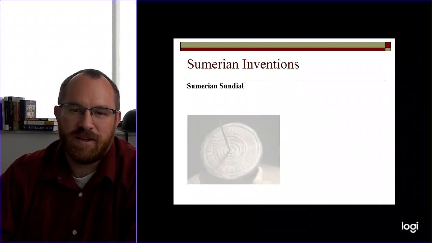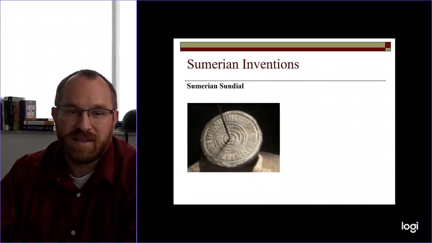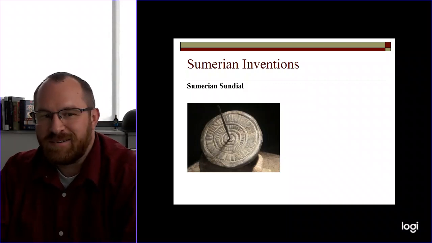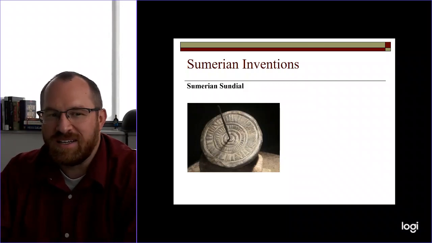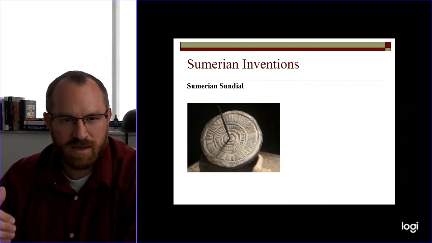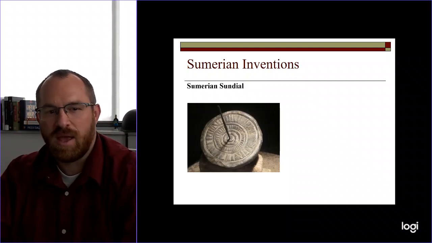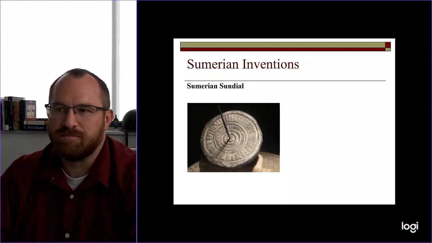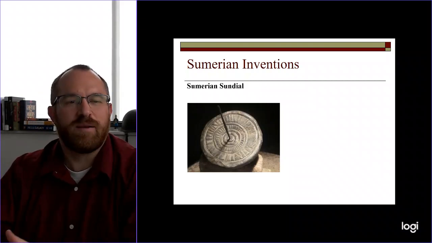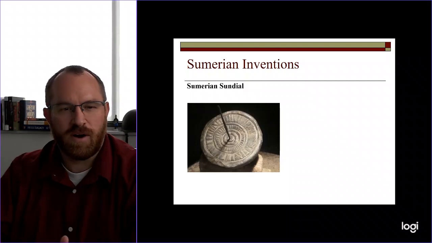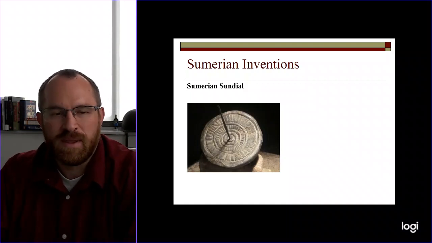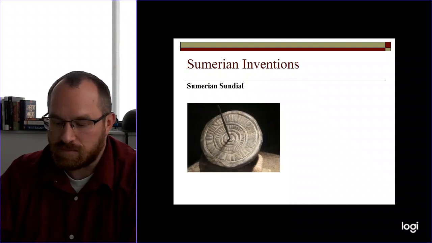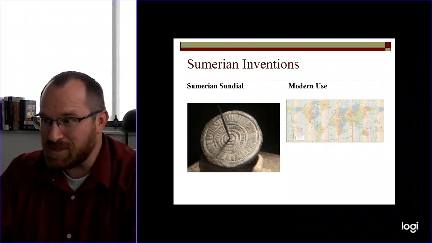Now the sundial. This is a big one. Being able to effectively use your time. When the first sundial came out, the main idea was, okay, when do we know the sun's going to come up, and when is it going to go down? Which means, how much time do I have in the day to go out and farm? How much time do I have in the day to be productive?